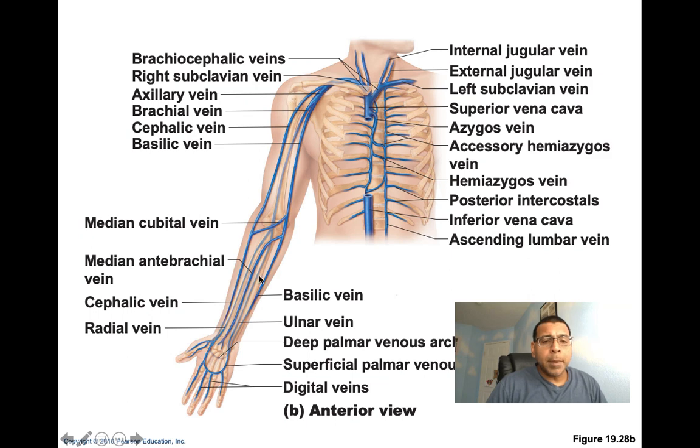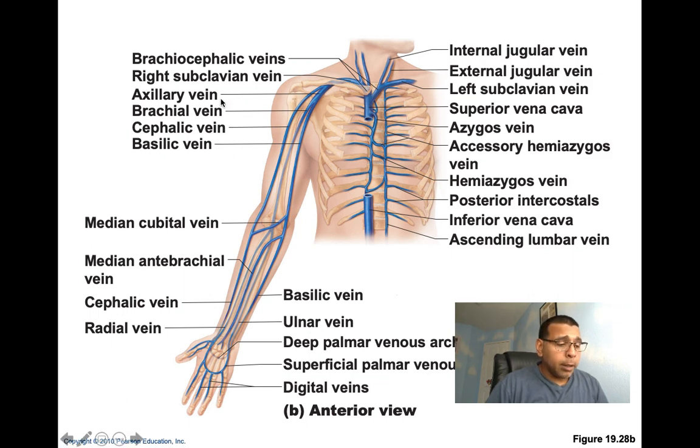So deep structures of the forearm are drained thanks to the radial veins and the ulnar vein. When we talk deep structures of the upper limb, we've got, as we said, the brachial vein. Next in here we're going to see we've got our cephalic and basilic veins.